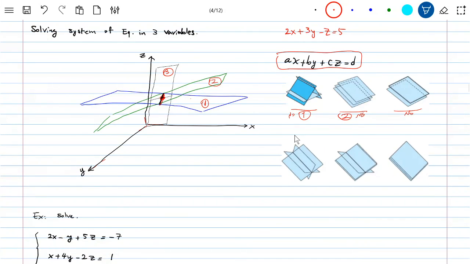And sometimes the papers are aligned in a way that they have more than one solution. So here you will have a line as a solution. In the other case, you'll again have a line as a solution. And here all three papers are exactly the same. So you'll get the whole paper as a solution set because they all intersect everywhere. So in this case, you'll have infinite solutions.